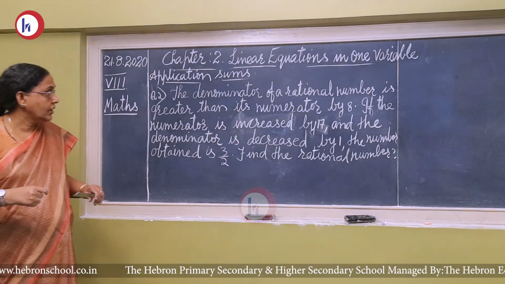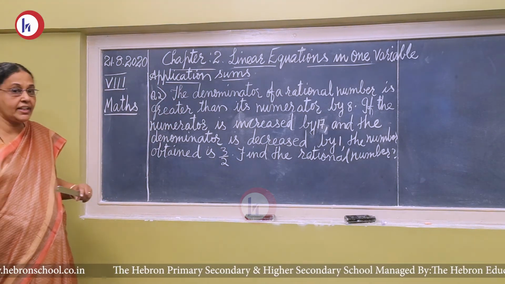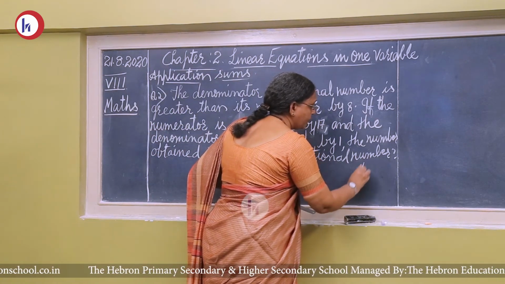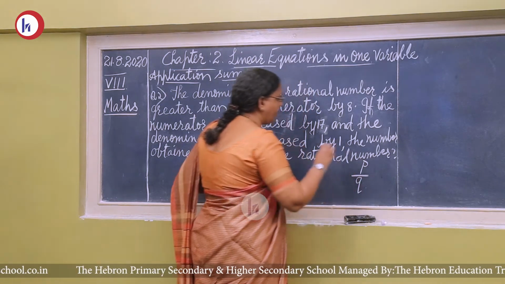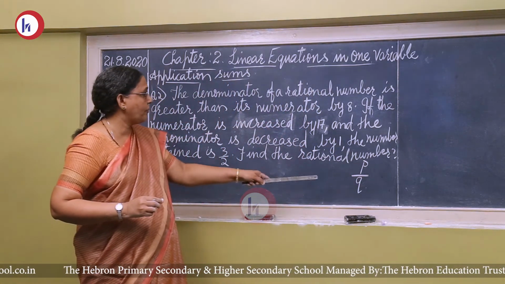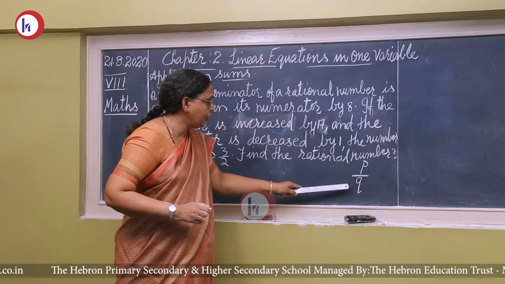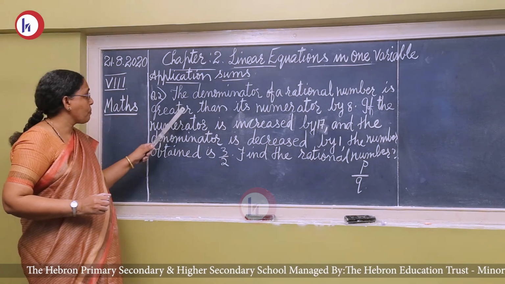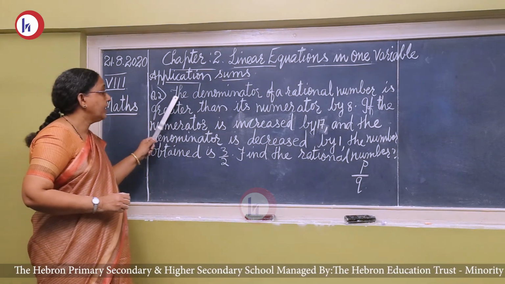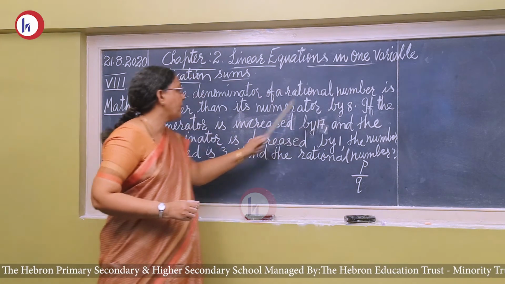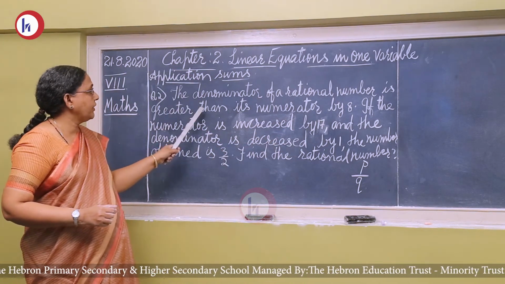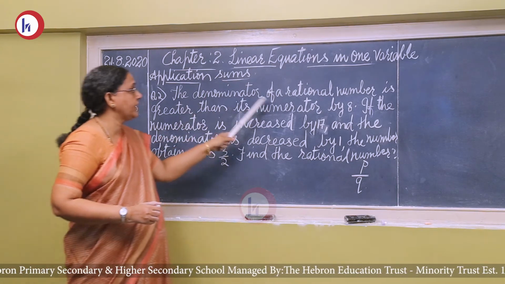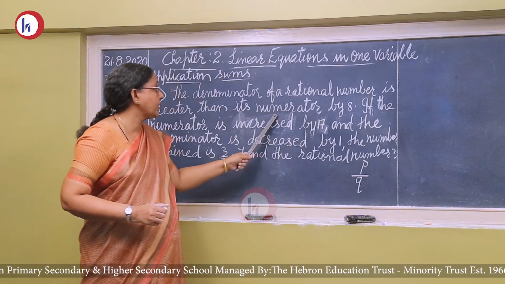Now, in the previous lesson we learned that rational numbers are always in the form of P upon Q. So our answer also should be in the form of P upon Q. The numerator should be there and the denominator should be there. Now, directly the numerator and denominator are not given. From the first line we can understand that the denominator of a rational number is greater than its numerator by 8. So the denominator is greater than the numerator, and the numerator is not given.